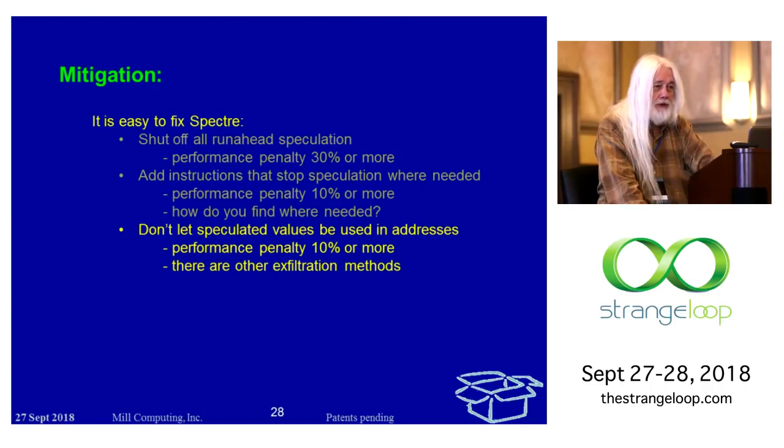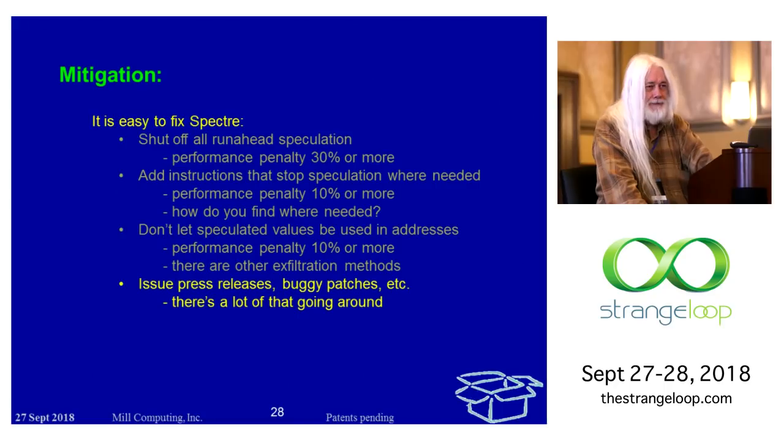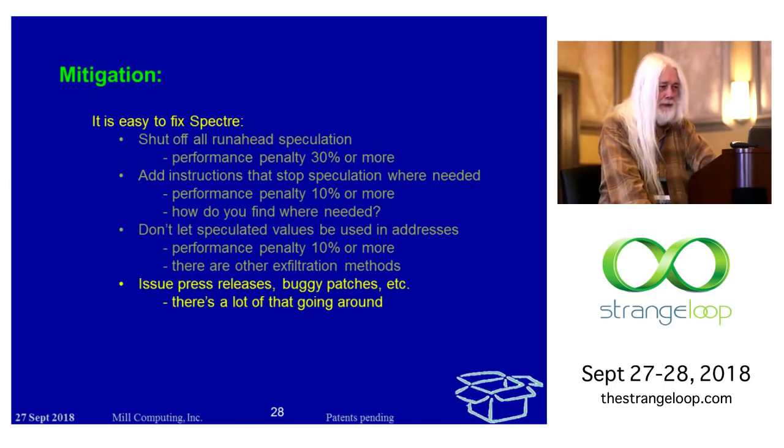You can just use a programming tool that doesn't let speculative values be used in addresses. You still have a performance penalty, but there are at this point something like 15 or 16 different methods known in the Spectre family to do exfiltration, not involving the cache addressing at all. There is a lot of that been going around for the past year.